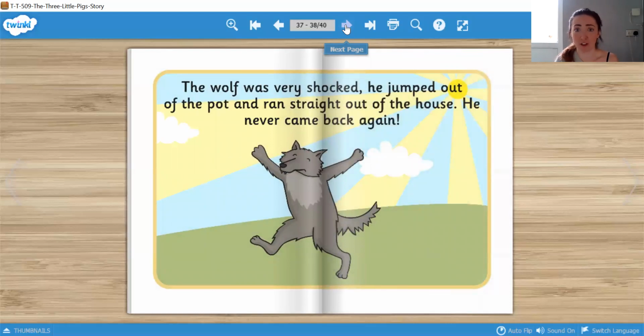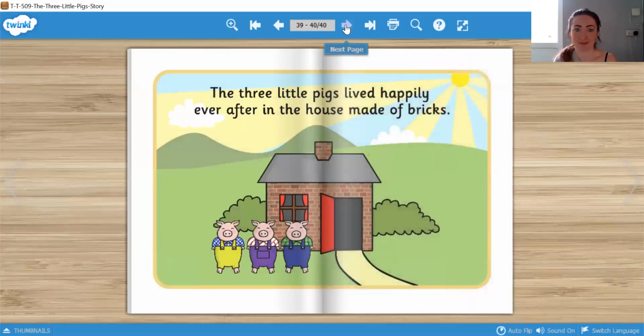The wolf was very shocked. He jumped out of the pot and ran straight out of the house. He never came back again. The 3 little pigs lived happily ever after in the house made of bricks.